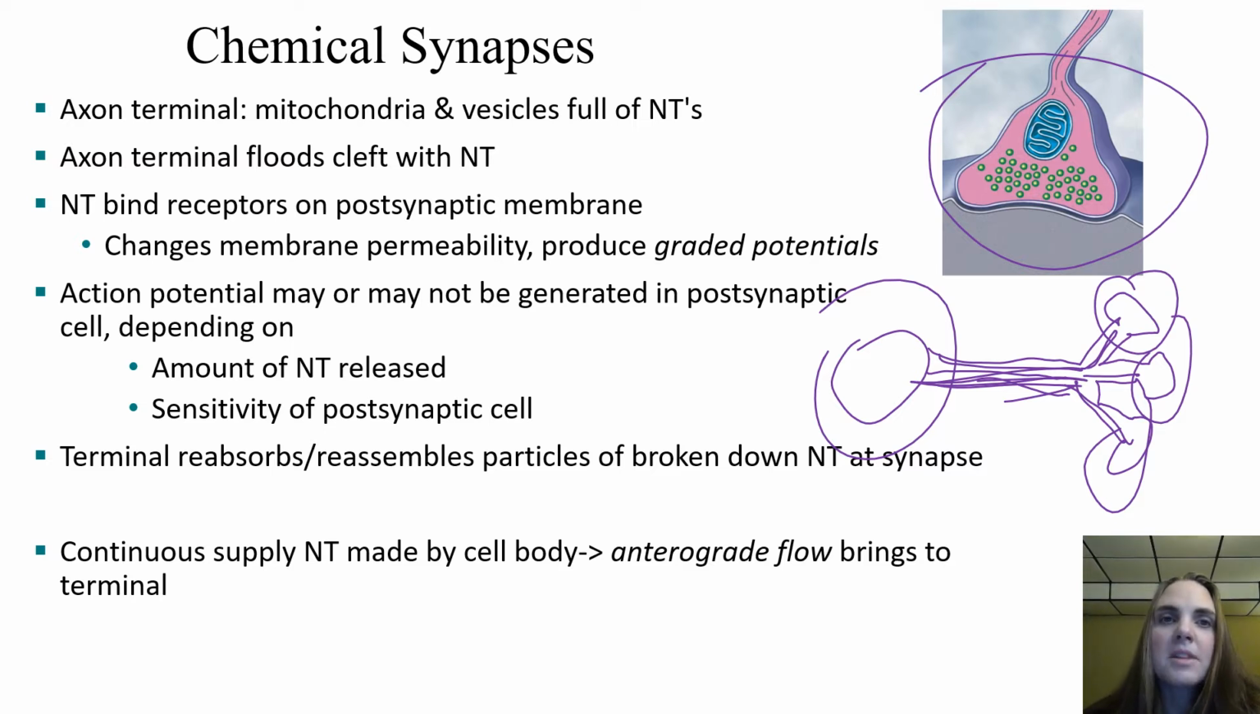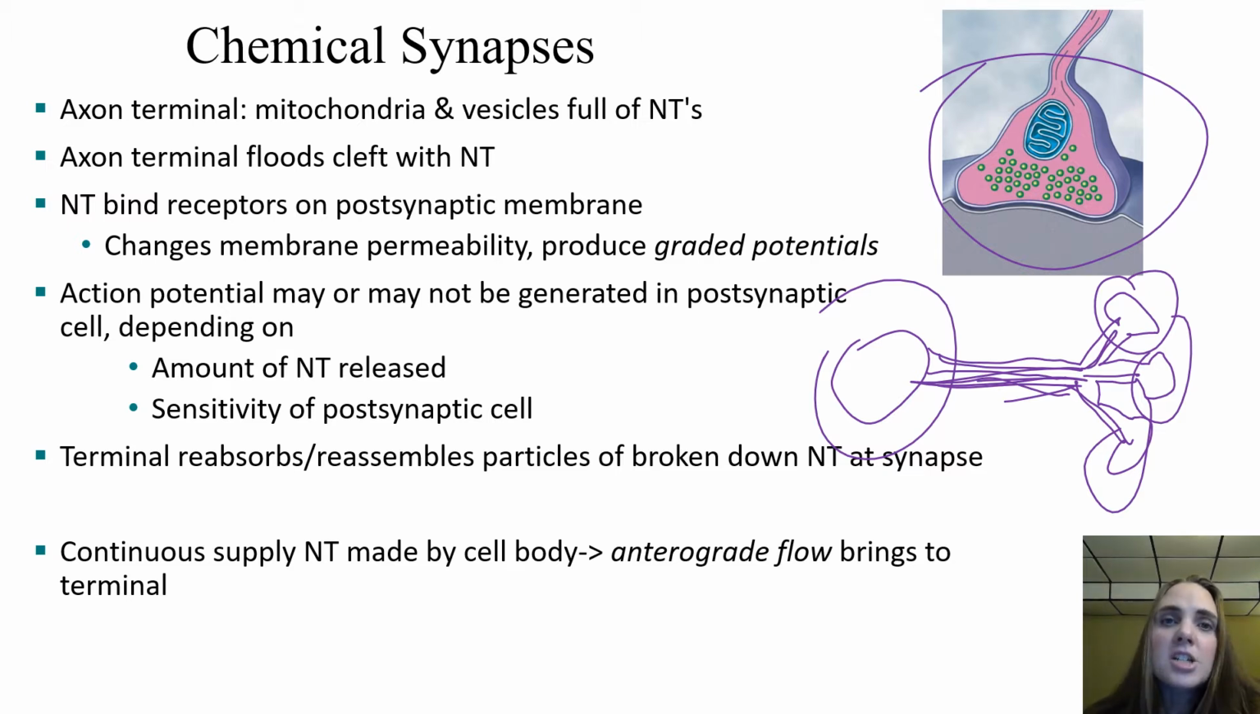And what happens when that action potential travels down to the axon terminal, that axon terminal is going to flood that synaptic cleft, that space between the two cells, between the two neurons, with neurotransmitters. And then those neurotransmitters are going to bind to a receptor on the postsynaptic membrane. So those neurotransmitters are released by the presynaptic neuron. They're going to cross the cleft and then bind to a receptor on the postsynaptic membrane.